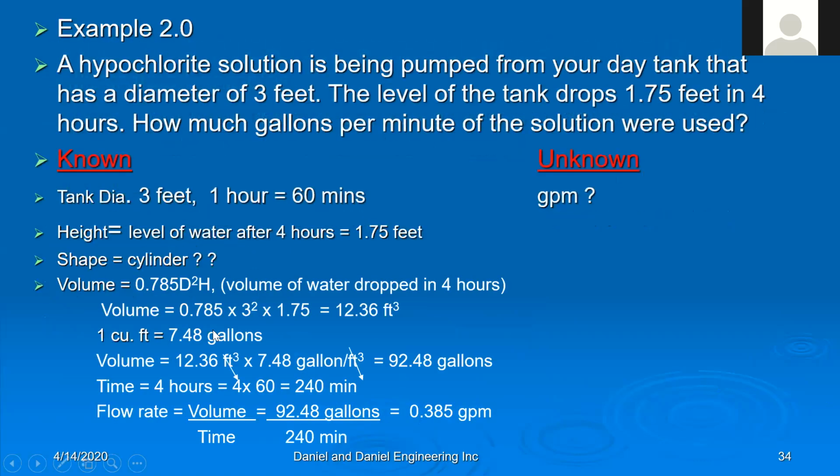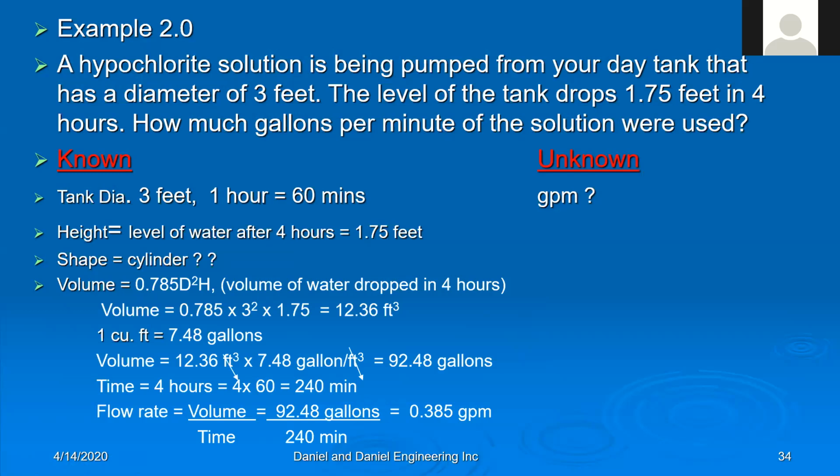Example 2. Illustrative example 2. A hypochlorite solution is being pumped from your day tank that has a diameter of 3 feet. Remember I said to you that the true name for mathematics is mathematical analysis. It helps you analyze, and you're supposed to be thinking.